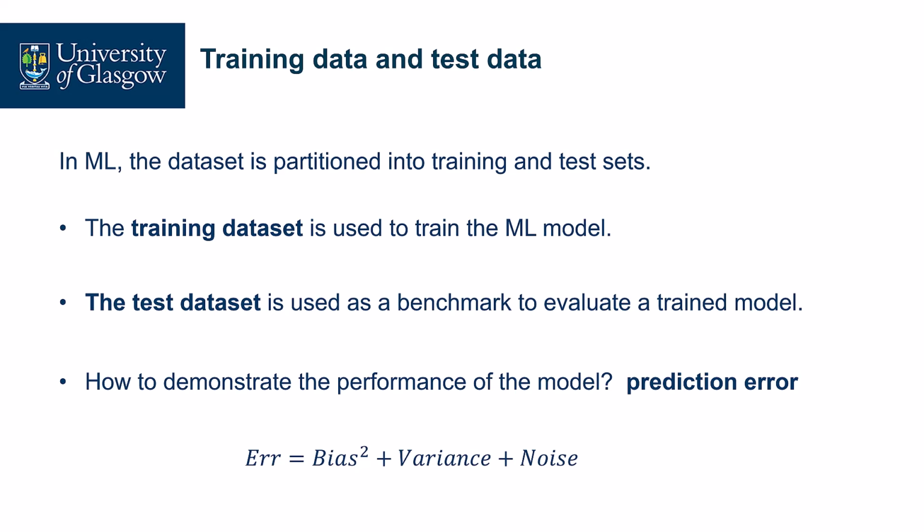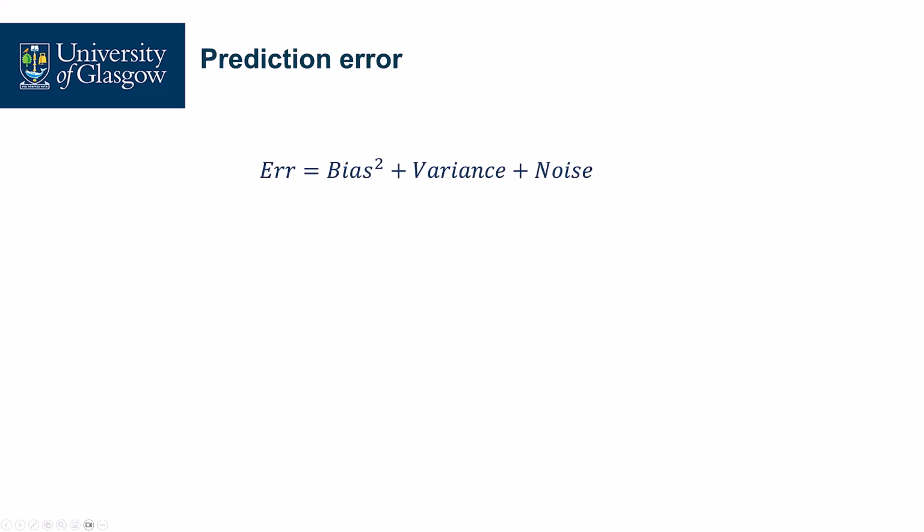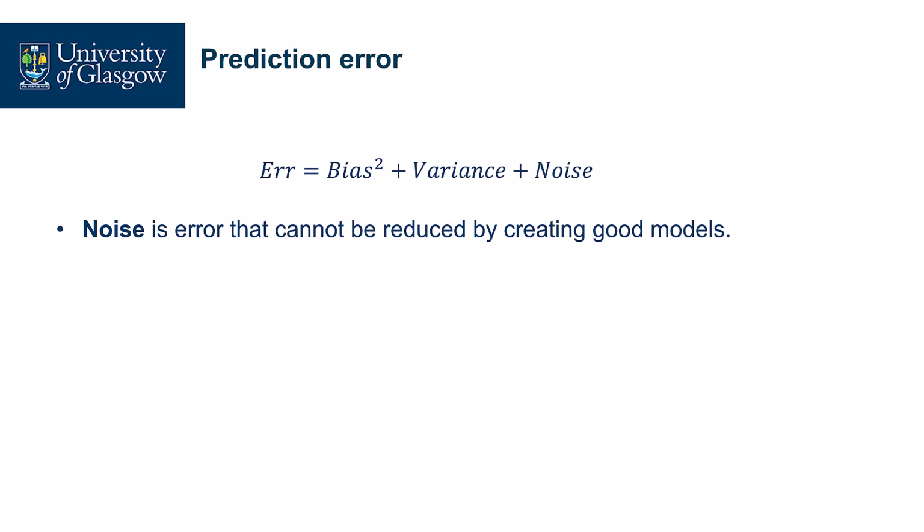We can see here a formula: the error equals bias to the power of 2, plus the variance, plus the noise. From this, we can see there are 3 components of the total error: the bias, the variance, and the noise. Let's see the easiest one, which is noise. Noise is not something that we can reduce. This is a natural difference between the model that we build and the real data. We can't reduce noise by creating good models, so we just have to leave it there.